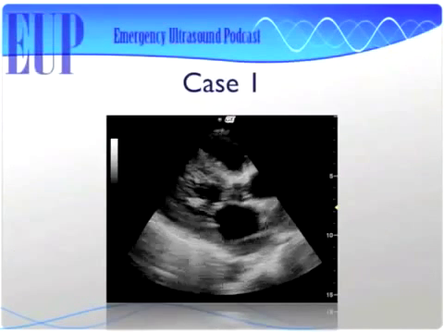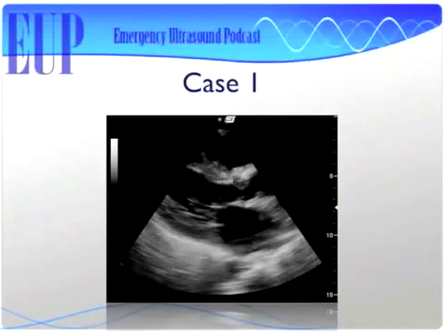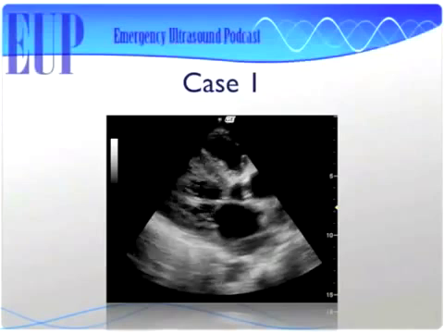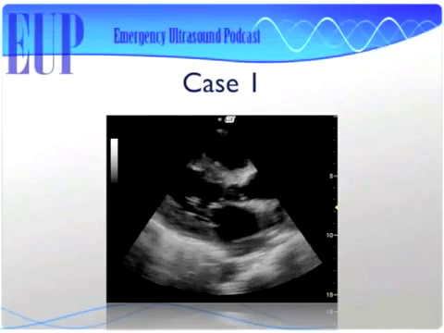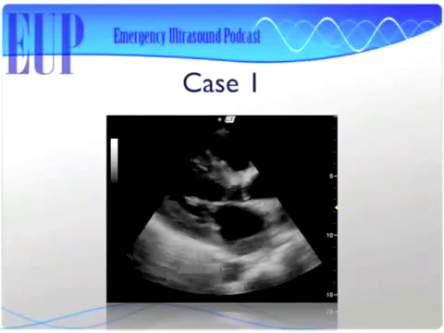All right, Matt, what window are we looking at here? Peristernal long. Nice. And the peristernal long window is obtained by putting the probe in the third or fourth intercostal space with the probe marker towards the patient's right shoulder. And what do you see?